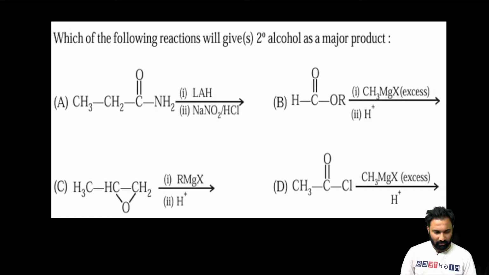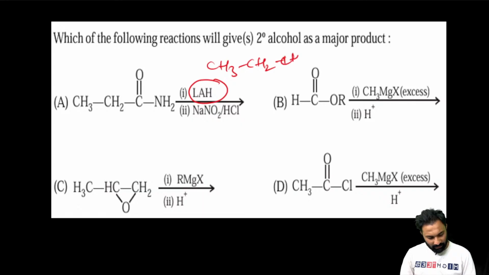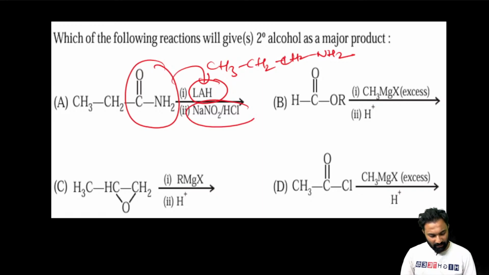How come alkene? My dear friend, the first one upon LAH will be converted into the primary amine. Now, acid amide in the presence of lithium aluminum hydride will be converted into the amine. Acid amide upon NaNO2 in the presence of HCl will be converted into diazonium chloride. Clear?